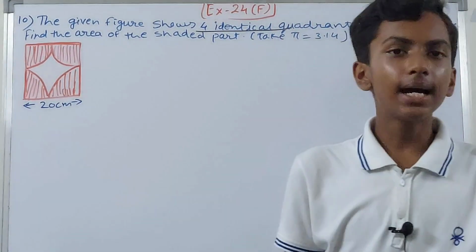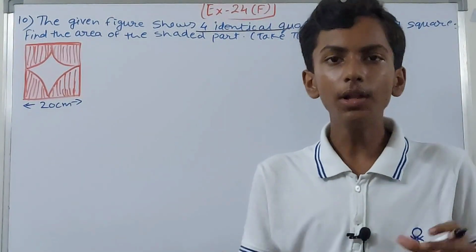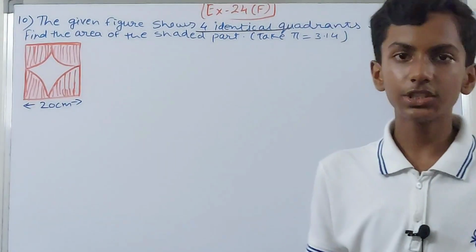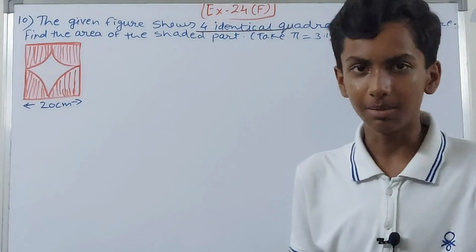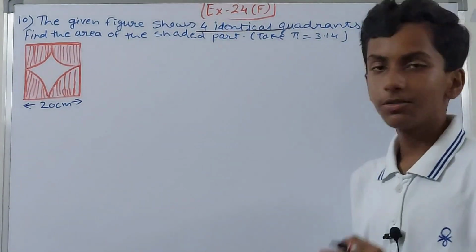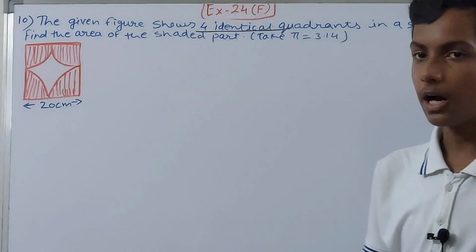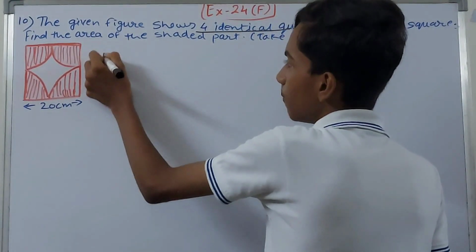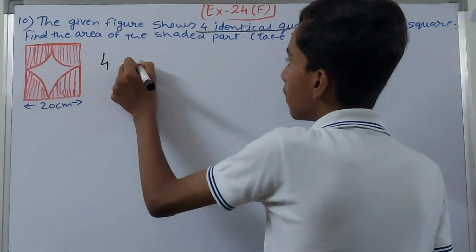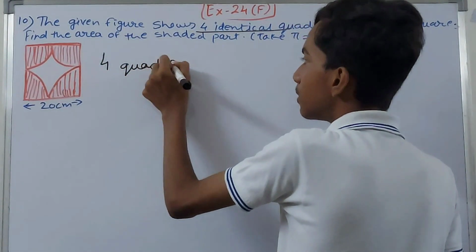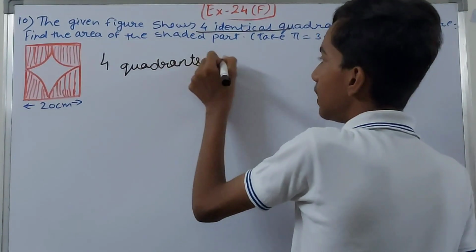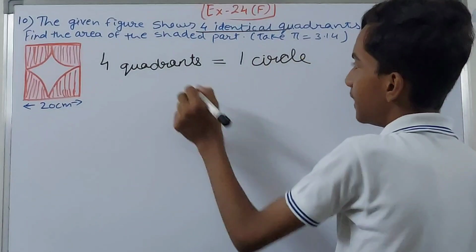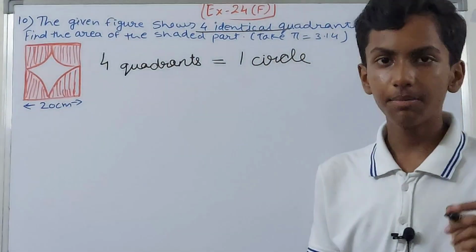Identical means that all the quadrants are the same. Their dimensions are the same. That means the radius in all of them is the same. Now this has made it very easy for us. See how? I'm going to write one thing here: 4 quadrants equal to 1 circle, right? 1 complete circle. This thing we have to keep in mind.